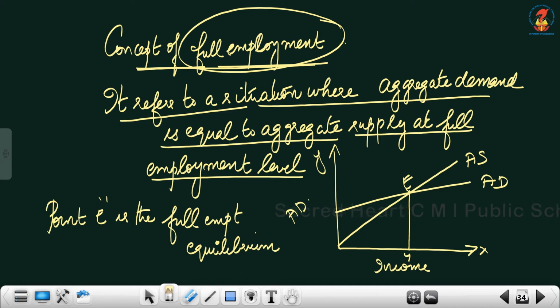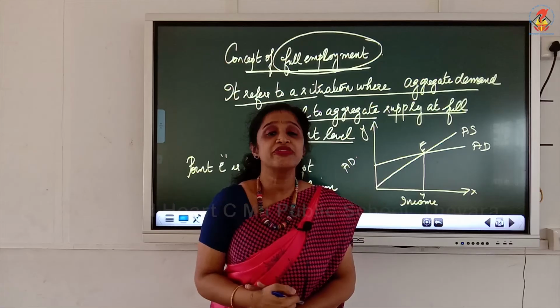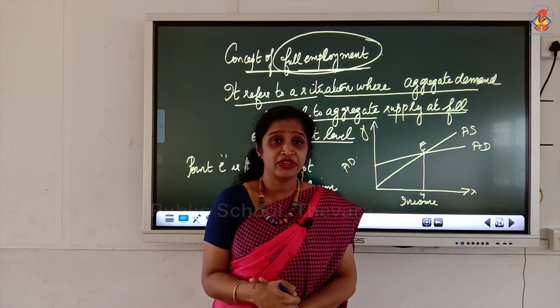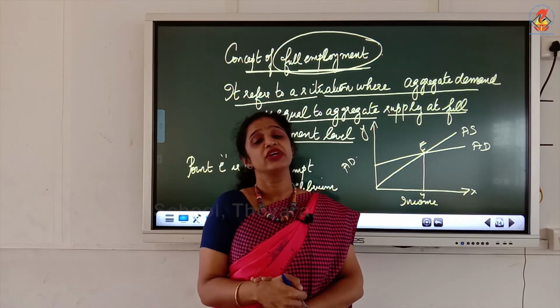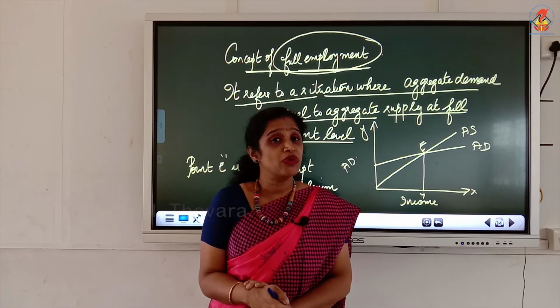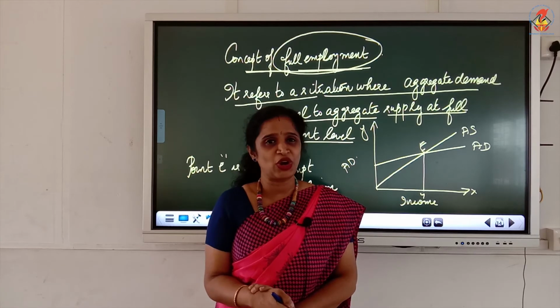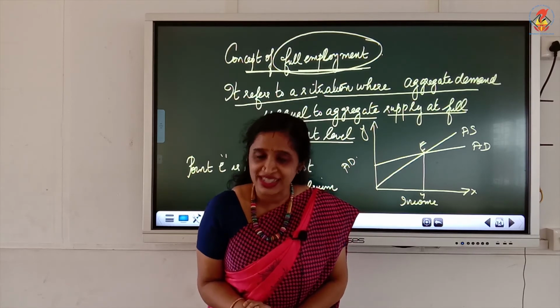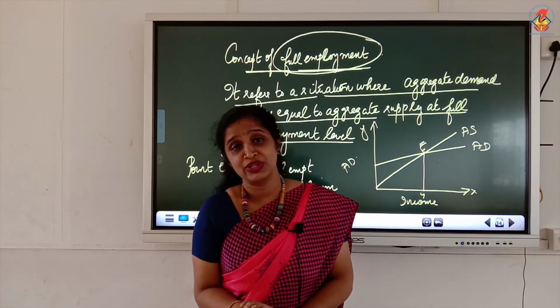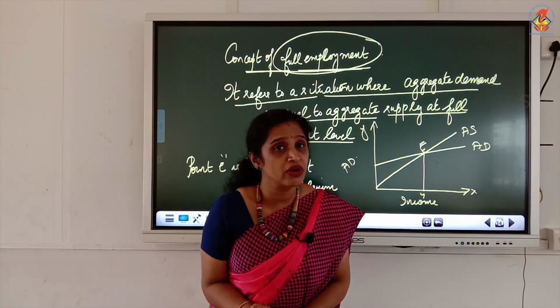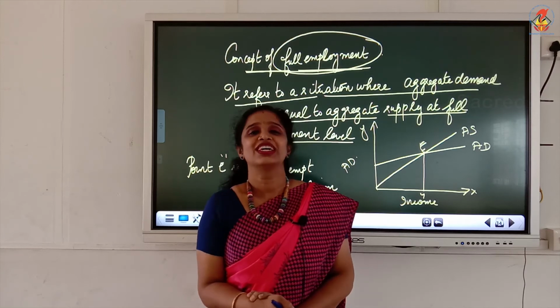It refers to a situation where aggregate demand is equal to aggregate supply, AD is equal to AS, at full employment level. Full employment level means what? Remember the first introduction which I gave for you in this chapter. What is full employment level? A situation where all the resources of an economy are optimally utilized is known as full employment level. There is no wastage of resources. Fully employed. That kind of situation is known as full employment level.